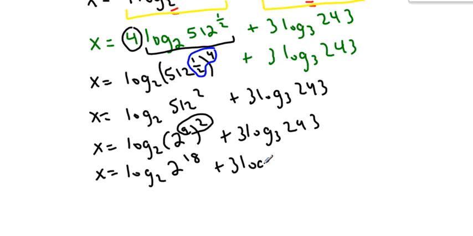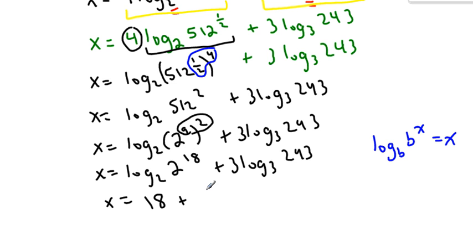So have a look at what I have, and don't worry about the log base 3 part yet. I have log base 2 of 2 to the 18. And there's a log property that says, and I'm just going to write it over here, log base b of b to the x is equivalent to x. So that's exactly the situation I have here. I have log base 2 of 2 to the 18. So that's just equivalent to 18.